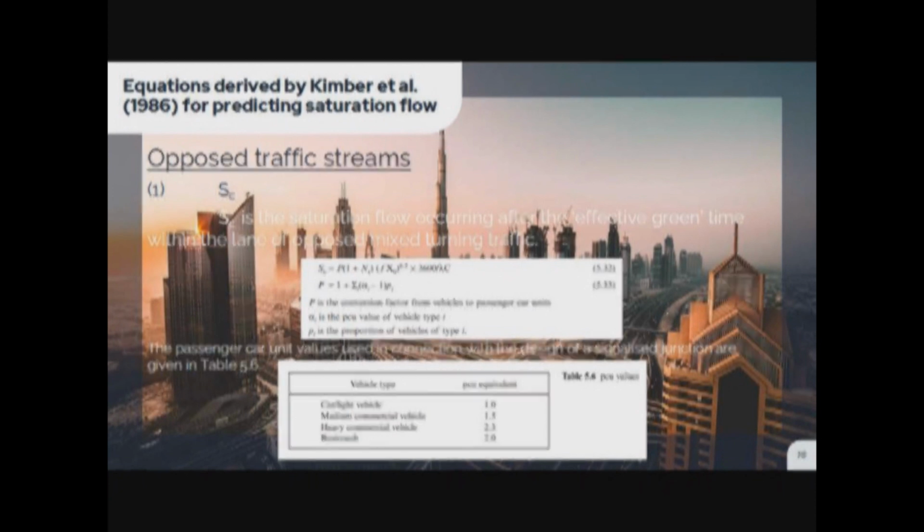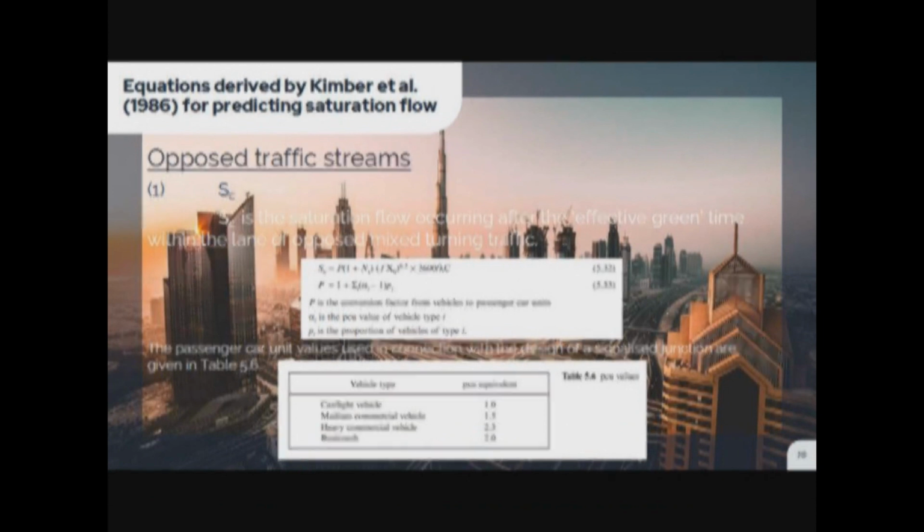So the equation for S sub c would be big letter P times 1 plus n sub s times f times x sub 0 times 0.2 times 3600 divided by lambda times c, where P is the conversion factor from vehicles to passenger car units. So this will be our equation 5.32.